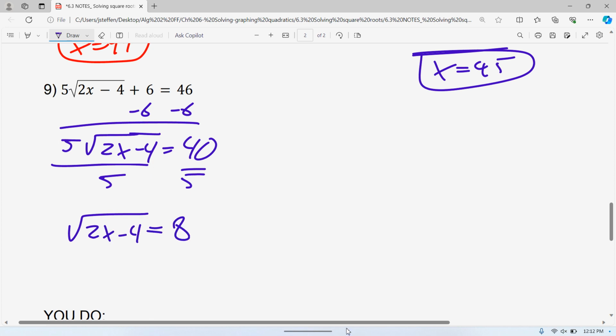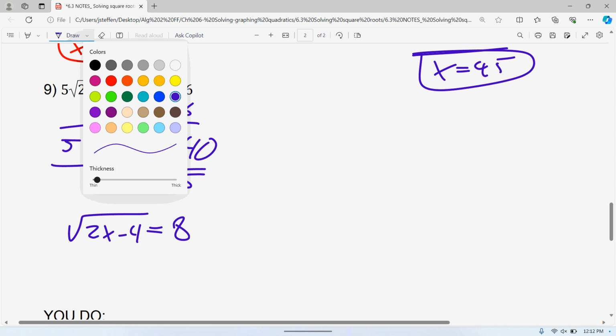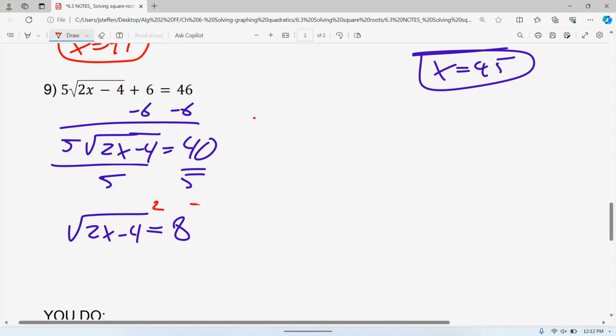With the stuff outside the square root gone, we have the square root by itself. Now is where we can square both sides. Now is where we can cancel that square root. So square both sides, that cancels, and we have 2x minus 4 is equal to 64.